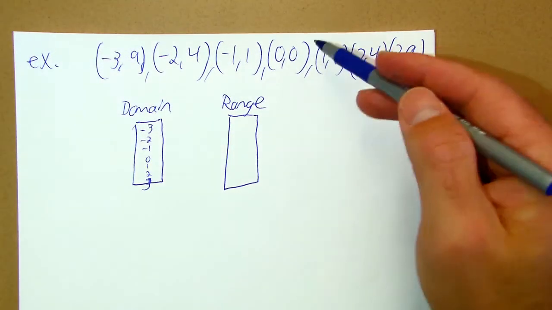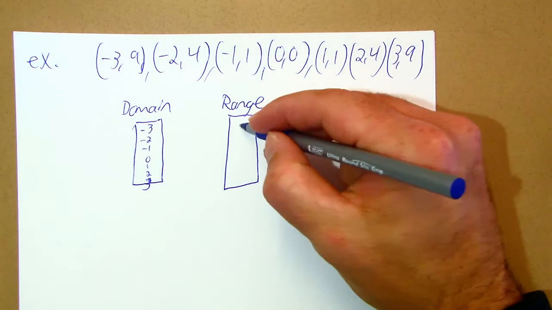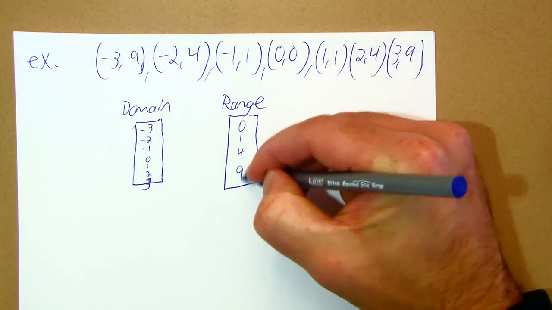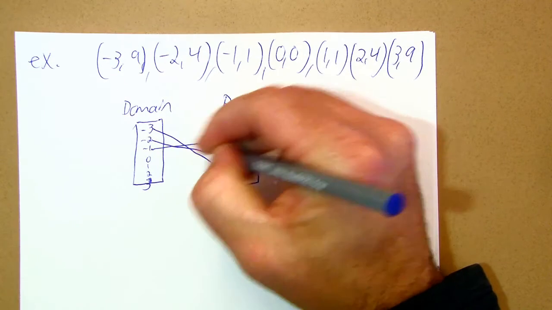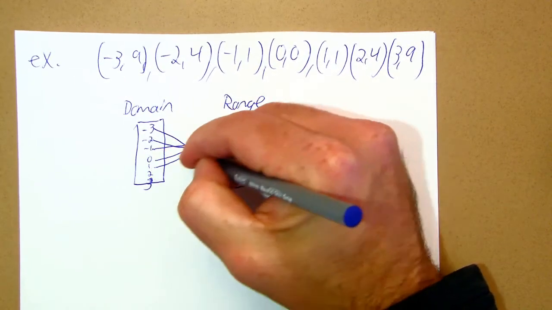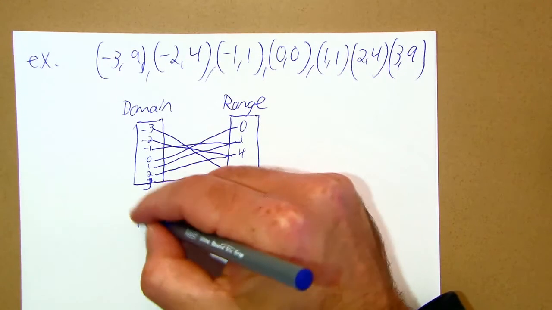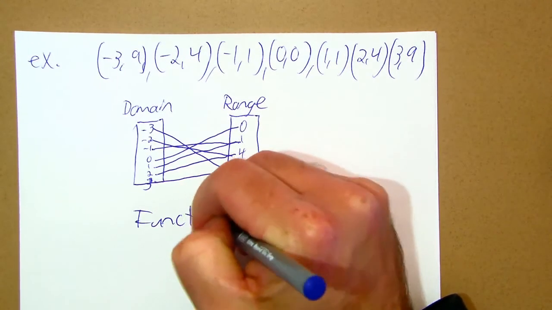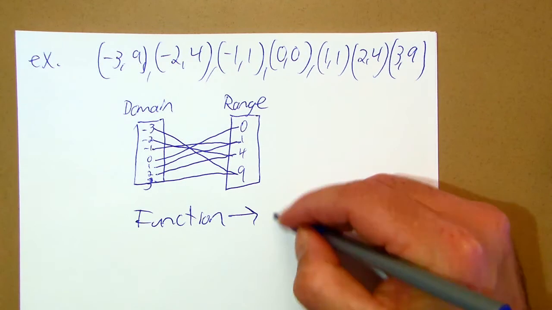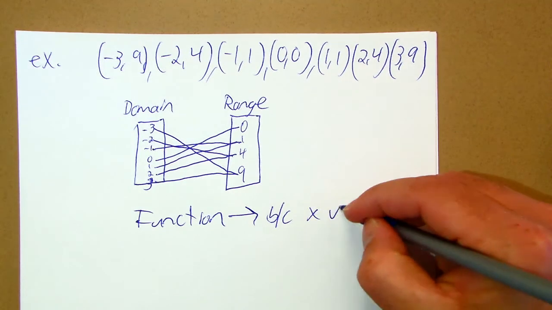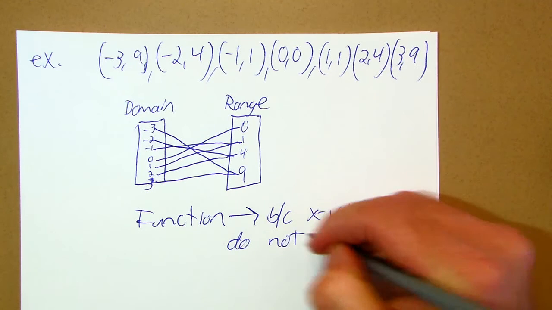Your range, though, you don't want to have any repeats here. Your range is just 0, 1, 4, and 9. So you had -3, 9, -2, 4, -1, 1, 0, 0, 1, 1, 2, 4, and 3, 9. So this is still a function because none of these x values repeat. All your x's are different. Function because x values do not repeat.